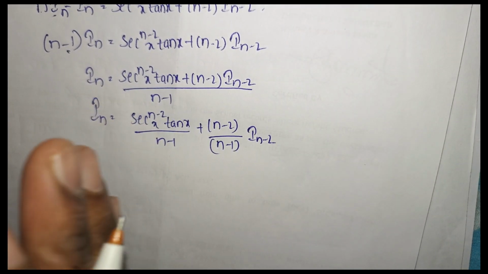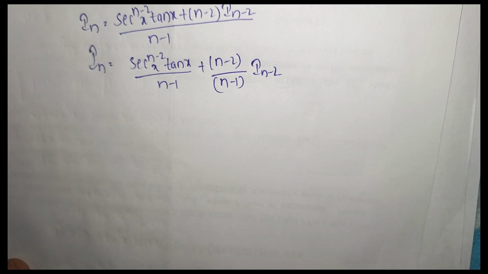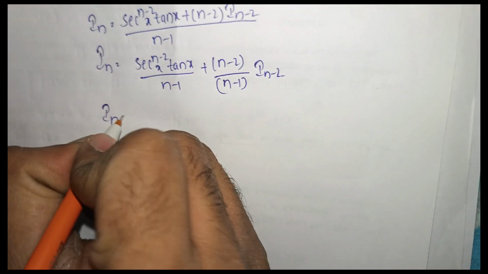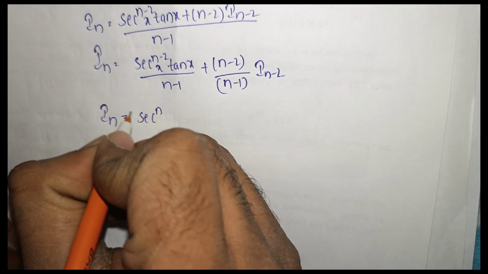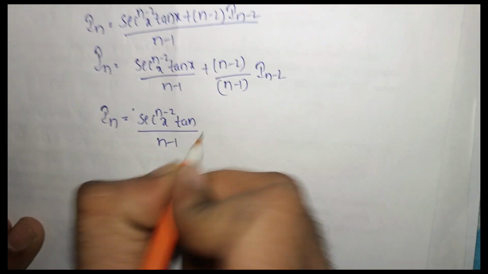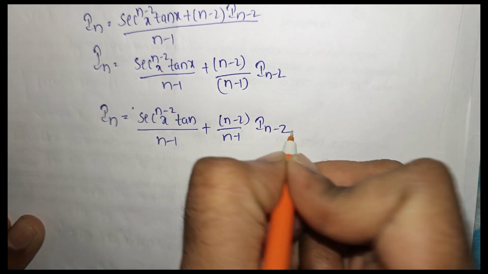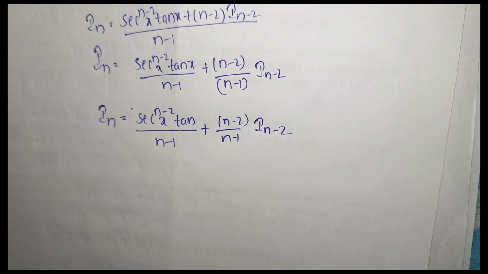What we did here is separate the denominators. So we have separated secant^(n minus 2) x tan x by n minus 1, and (n minus 2) by (n minus 1) I_(n minus 2). So we just separated the denominators. This is the final evaluation of the given equation: I_n equals secant^(n minus 2) x tan x by n minus 1 plus (n minus 2) by (n minus 1) I_(n minus 2), right? In the question, we also have to evaluate I5.